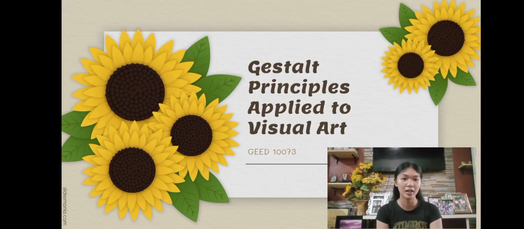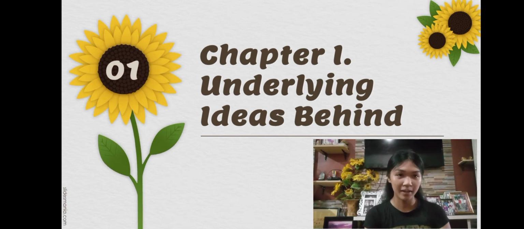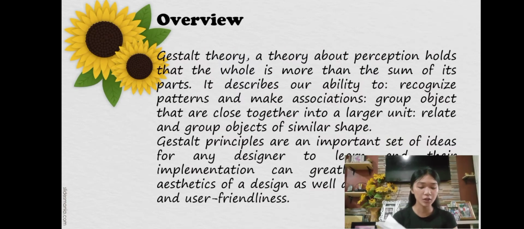I am Jamaica Soria, and I will be presenting the Gestalt principles applied to visual art. Chapter 1, Underlying Ideas Behind. Gestalt theory, a theory about perception, holds that the whole is more than the sum of its parts. It describes our ability to recognize patterns and make assumptions, group objects that are close together into a larger unit, relate and group objects of similar shape.